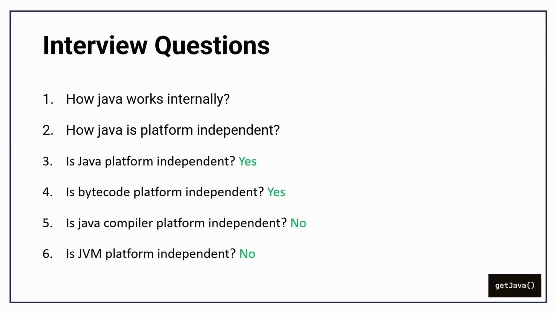Is the JVM platform independent? Again, the JVM is not platform independent. We have seen we have different JVMs for different platforms. So the JVM for Windows will convert bytecode to Windows platform specific machine code. Similarly, if you are using a Mac machine, it will have a JVM for Mac, which will take the bytecode and convert it into machine code for the Mac machine. So the answer is no.